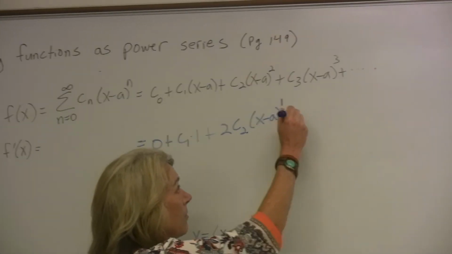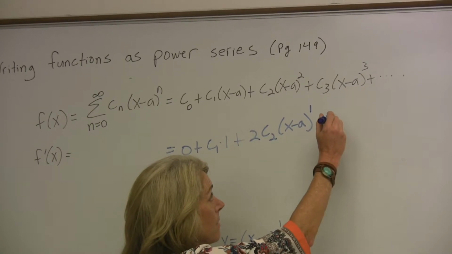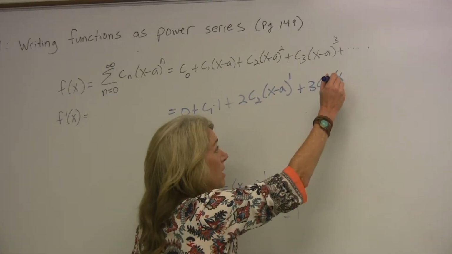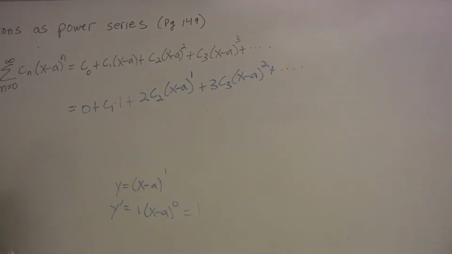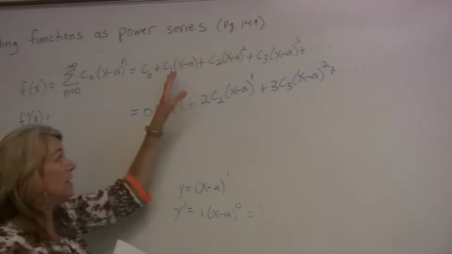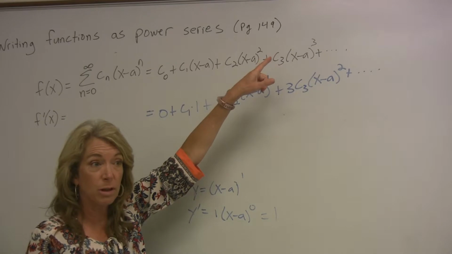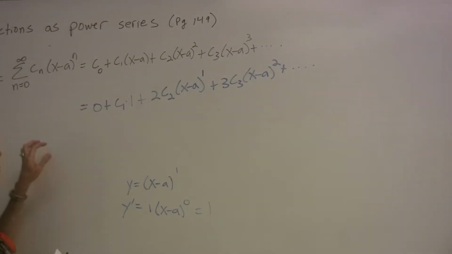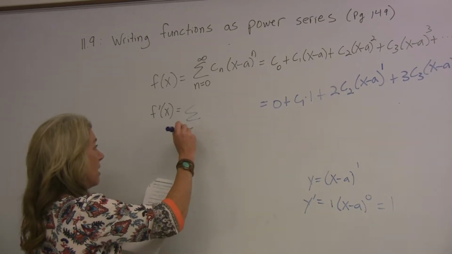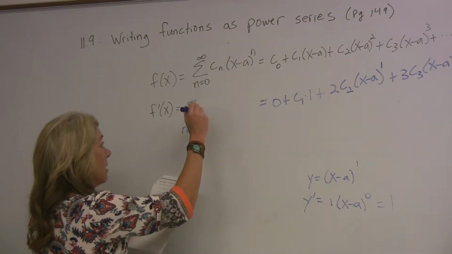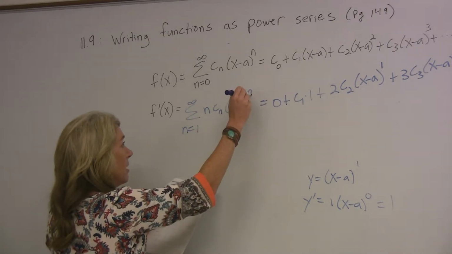And if we do it one more time, what's the derivative of this guy? 3c3 times x minus a squared, and then that would keep going forever. So in general, for every single term, what I did is easier to see over here. You bring down the exponent, and you subtract 1 from the exponent, just like you've always done. So that's where this notation comes from over here. It looks like this, and I want to point something out in a second. The sum from n equals 1 to infinity of n times cn times x minus a to the n minus 1.